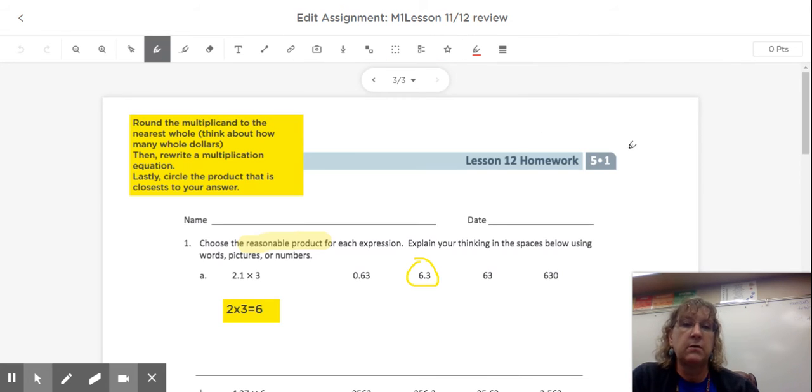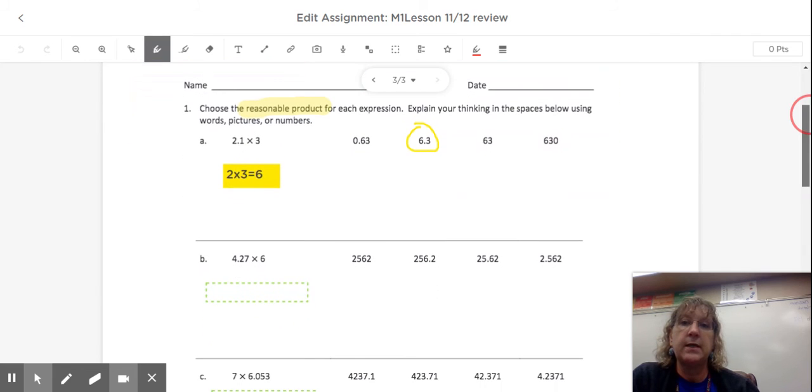The next page, we're doing some estimation. Choose the reasonable product. Now, 2 times 3 is 6. This is where you're explaining your thinking. Explain your thinking by using words, pictures, or numbers, okay? Explain how you came to that answer. 4.27 times 6. Well, 4 times 6 is about 24, right? So we're looking for an answer that's about 24. Well, this answer is 2,562. That's too big. We're looking for something around 24, okay?